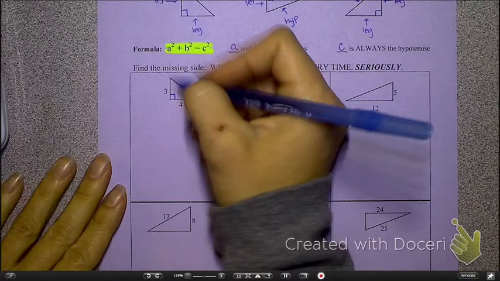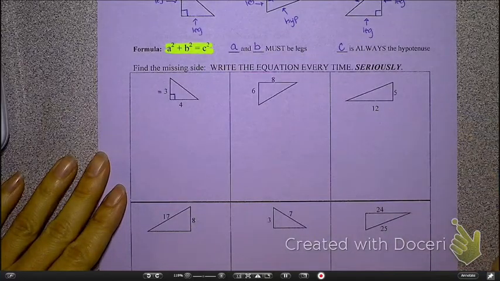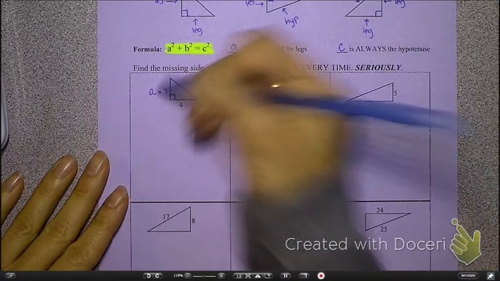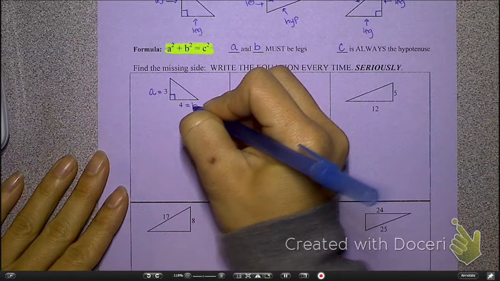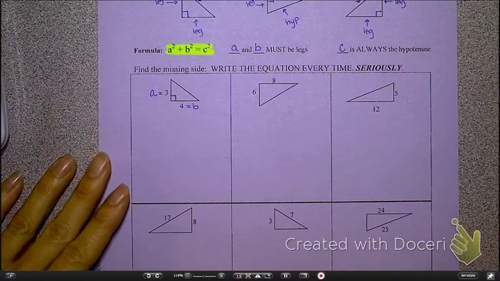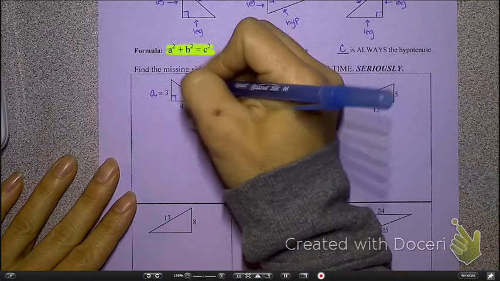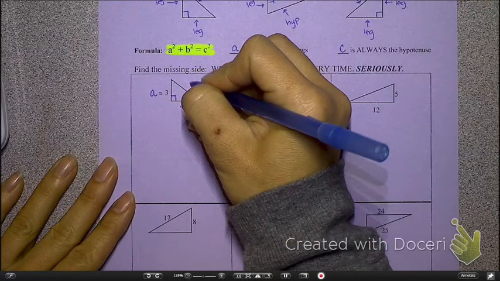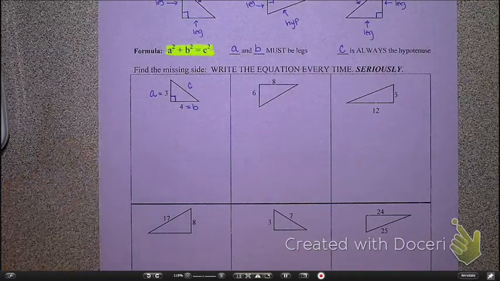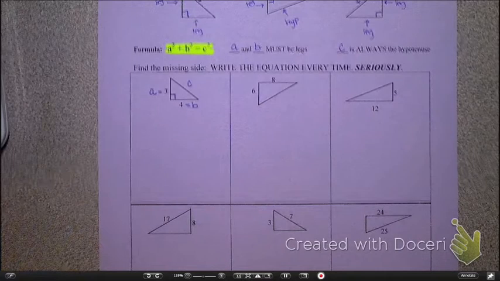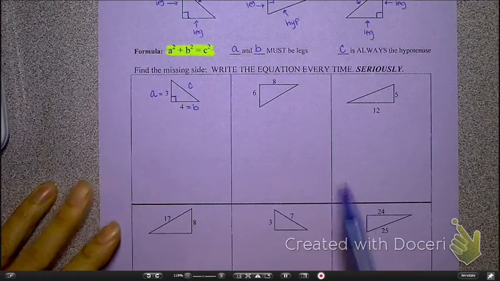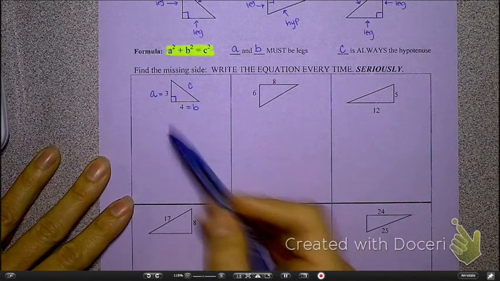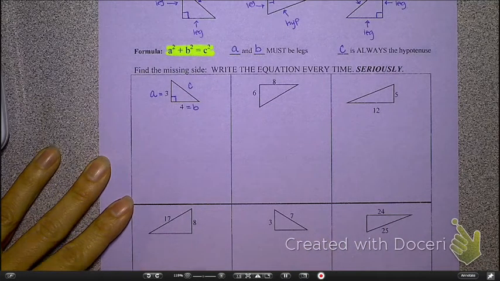So I can call 3 either A or B. It doesn't matter. I'll just call it A, and I'll call this one B. Now, the important part is that I get C in the right spot, and C is the longest side across from the right angle. So C goes over here. Now, C is missing. Okay, it says find the missing side.